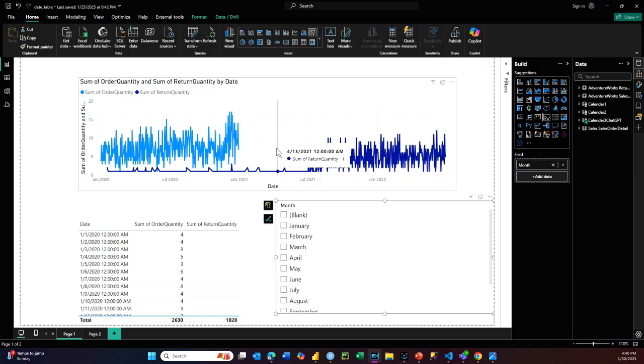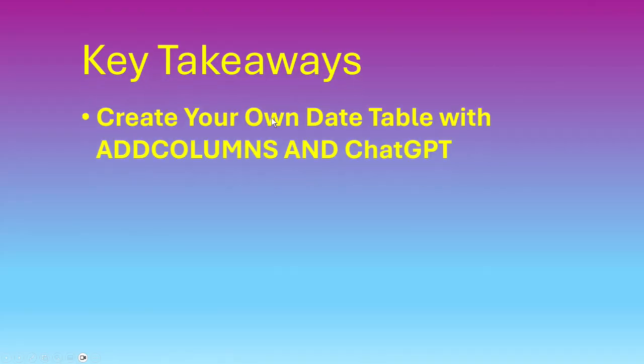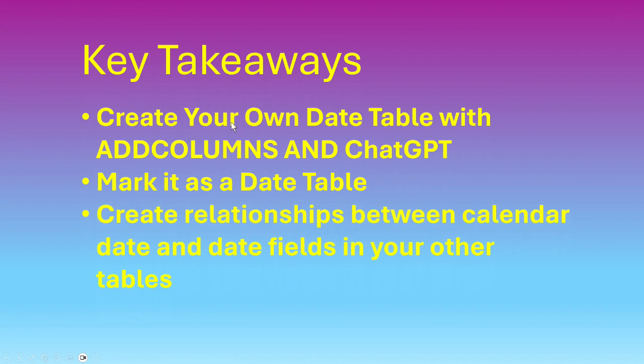So that about wraps it up. Let me take you to a slide with some key takeaways. Now, don't use Calendar Auto, Auto Time Intelligence. Create your own table with add columns and ChatGPT. Make sure you mark it as a date table. And make sure you create relationships between the calendar date and date fields in your other tables. And everything will work fine. So good luck with your relationships.